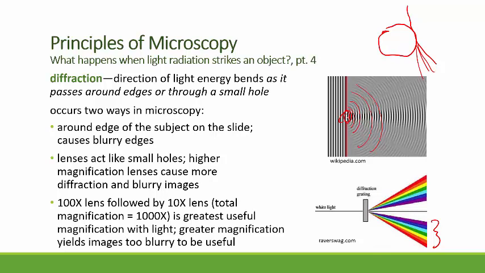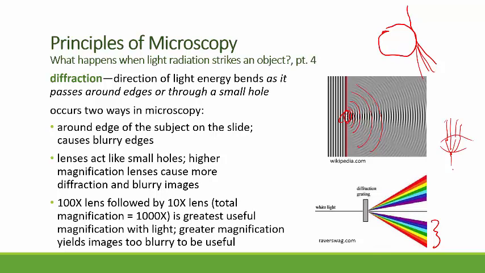And the lenses act like small holes. And so the more that we magnify an image, the smaller the hole we're looking through effectively, because the lenses are bending the light into ever tighter and tighter points here. The more that we magnify, the more the light is bent into a tighter little point, and that causes refraction and diffraction and blurry images.